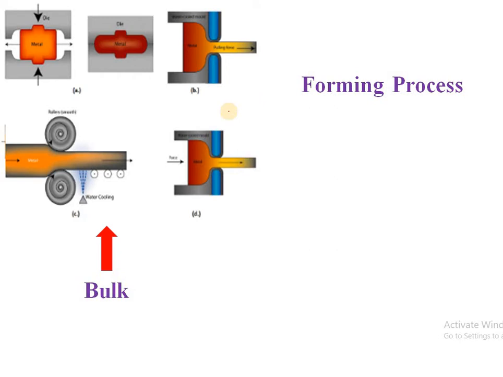Now based on the size or shape of the raw material, this forming process is classified into two. First is bulk deformation process. Now here you can see, bulk means what? In all there are four processes over here: 1, 2, 3 and 4. In all the 4 processes, the raw material is in the form of bulk, in the form of block. So this process is called bulk deformation process, or it is also called bulk forming process.